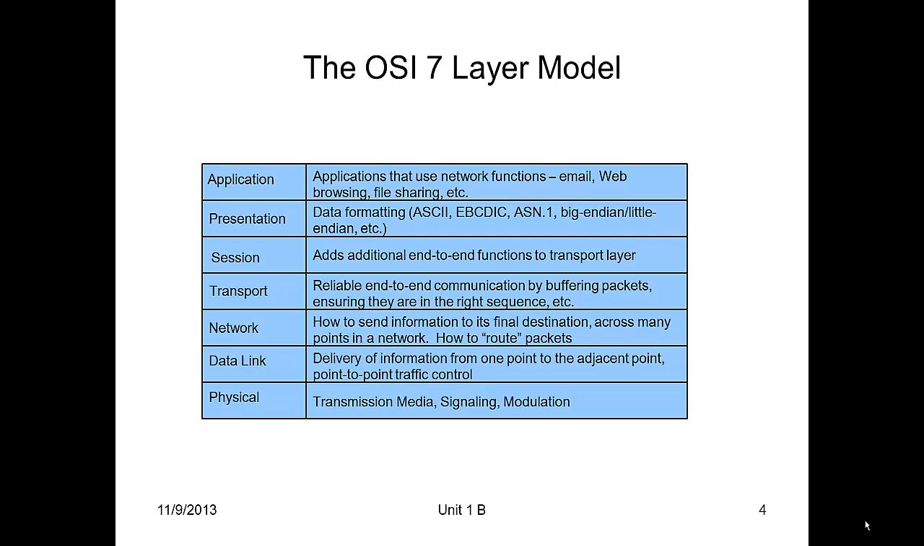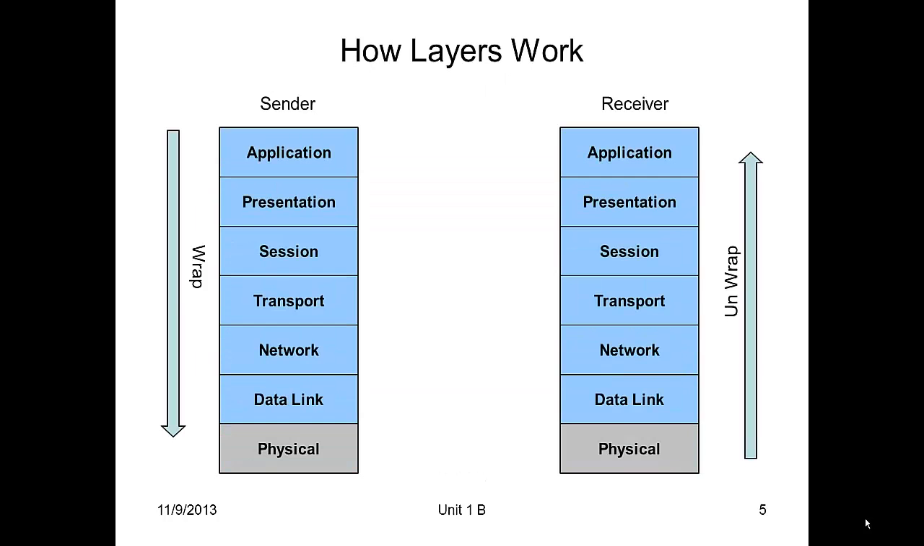So what it does is it isolates layers vertically, and in theory would allow you to replace one vendor's layer with another vendor's layer, and would allow one vendor's layer to communicate with another vendor's layer as well. So it's an attempt to modularize as well as standardize networking and make it vendor independent.